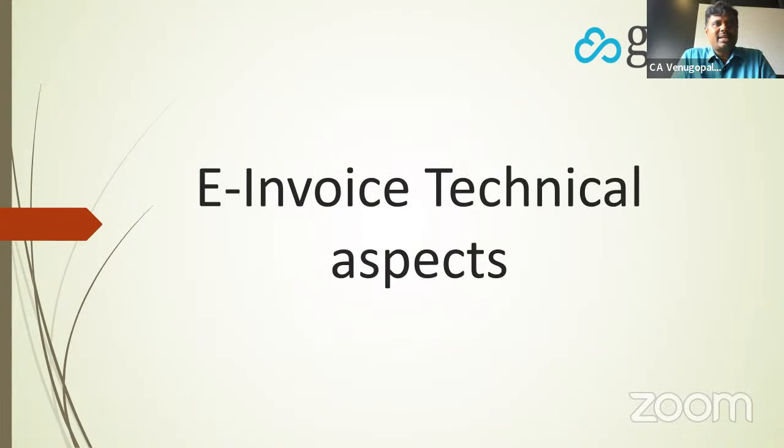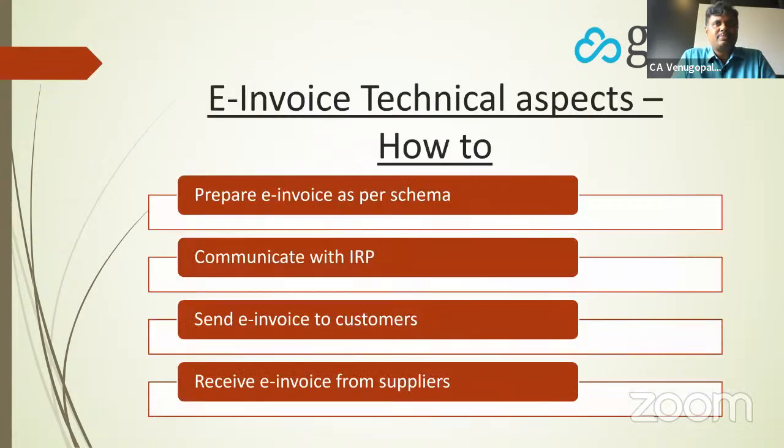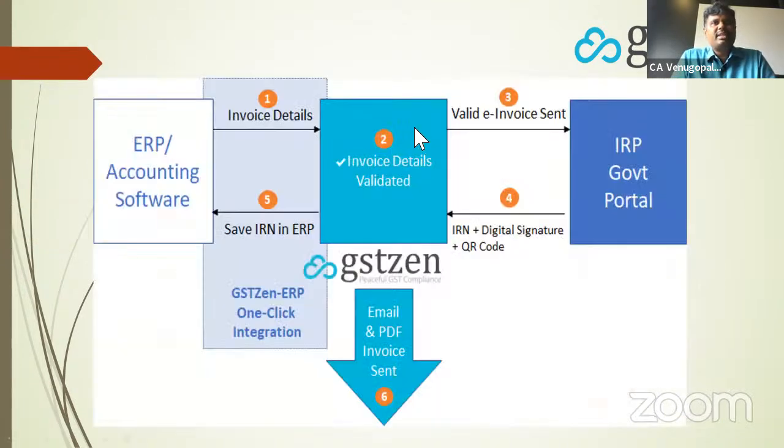Let's get into some technical aspects. We call it a schema. The way the GSTZen portal is designed, it understands how its interaction should happen with the government portal. So the data which you are presenting from your ERP accounting software or Excel will be translated into a language in which the government understands. After it is translated, it fetches the details of IRN, digital signature, QR code, everything.